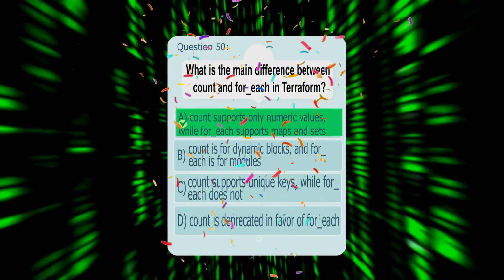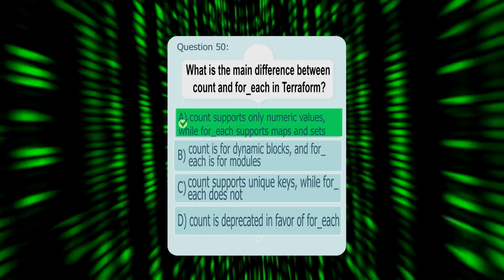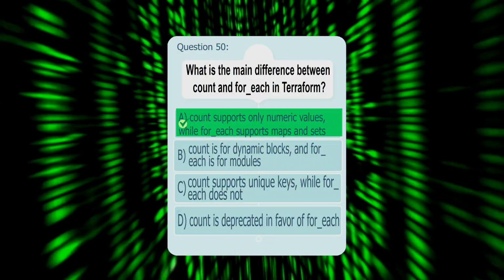Answer. A. Count supports only numeric values, while for_each supports maps and sets.